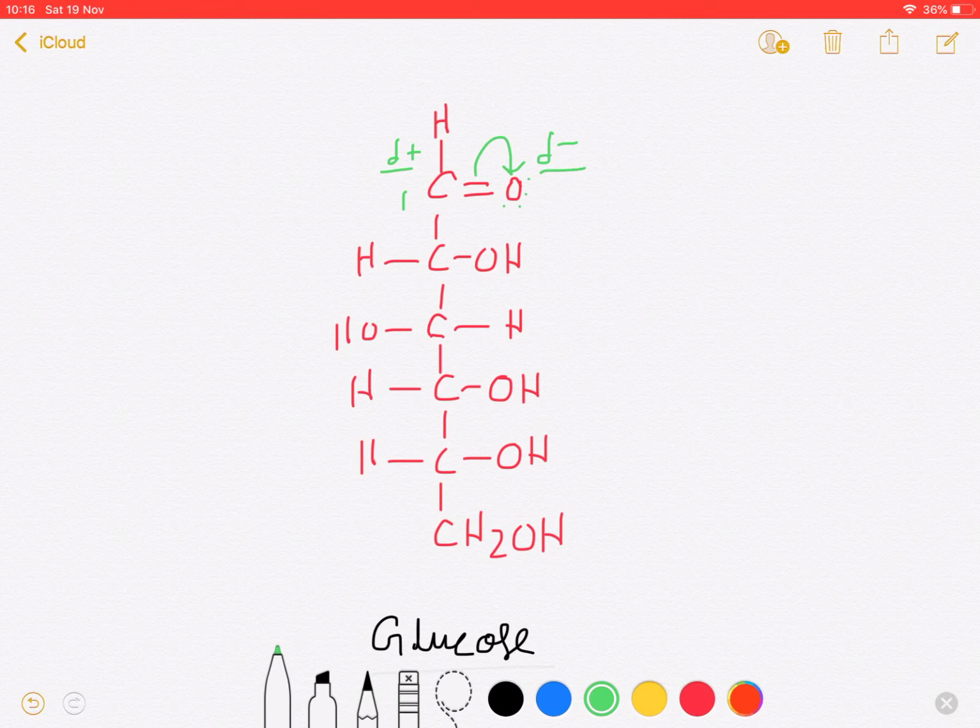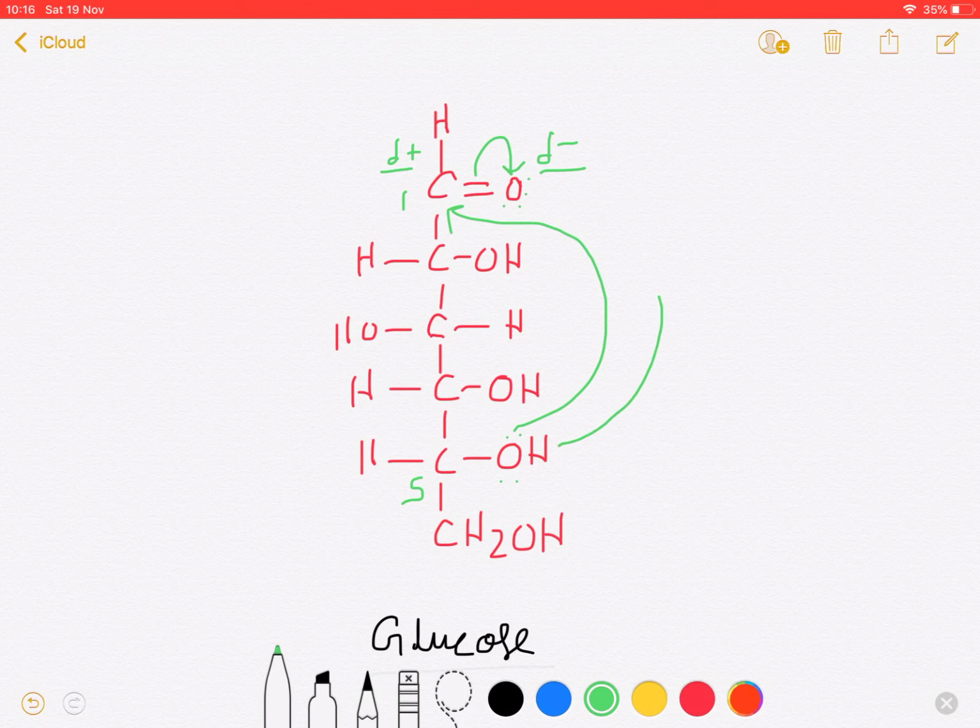Okay, so since there is a partial positive charge on this carbon, what will happen is that the oxygen inside the hydroxy connected to the carbon number 5 will perform a nucleophilic attack on this carbon with partial positive charge. A nucleophilic attack occurs when an electron-rich species attacks the electron-deficient species. So this is a kind of nucleophilic attack when this oxygen inside the hydroxy connected to the carbon number 5 is going to attack this carbon number 1 with partial positive charge.